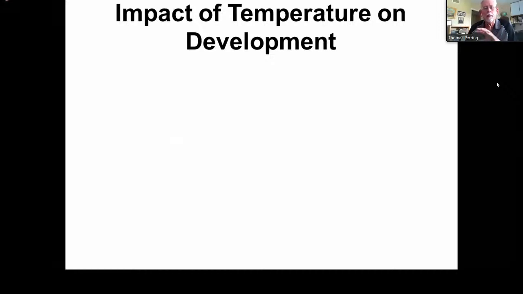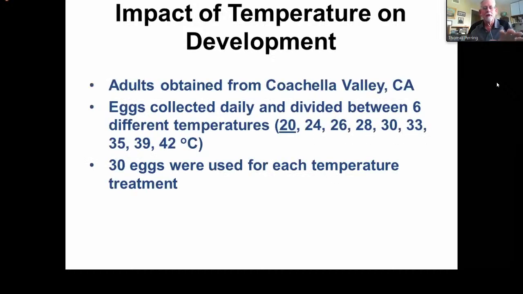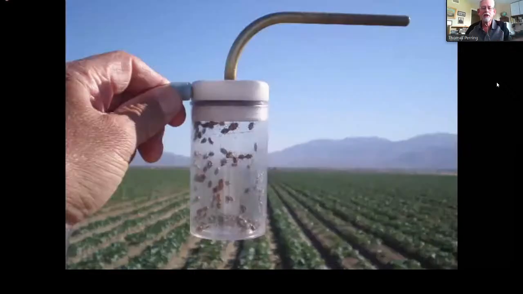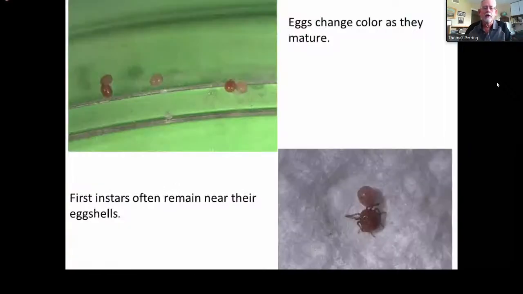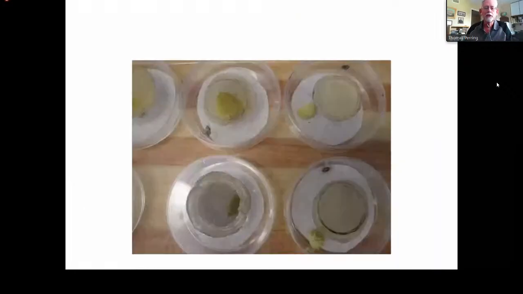Now, I'm just going to share pretty much what Tomislav just showed for his pest, for Bagrata. We obtained insects from the field. We collected their eggs. We divided those up between the different temperatures, 30 eggs per temperature. These are collections of Bagrata from our field. We brought them back in, and these are the eggs that they lay in plastic containers. We put those in small dishes, one single egg each, so we could monitor individual development over their lifetime. They had a little piece of broccoli to keep them fed.